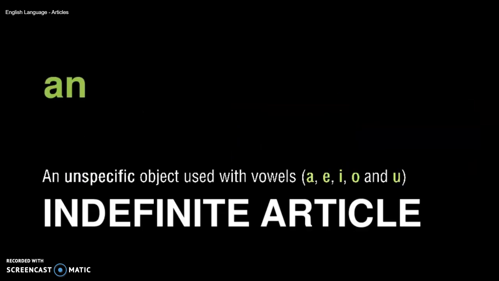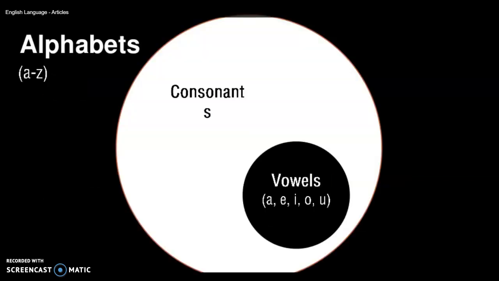An is the unspecific object indefinite article that's used with the vowels A, E, I, O, and U, just like we'll remember from our basic English alphabet. So you see the exception, the subset of the alphabet, consonants and vowels.